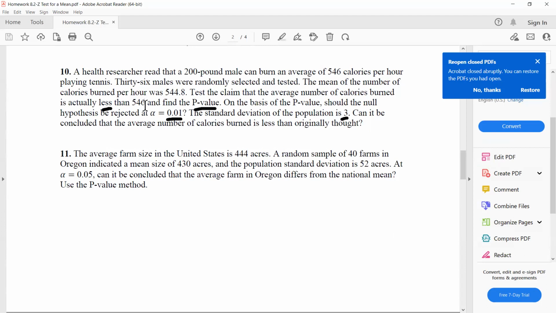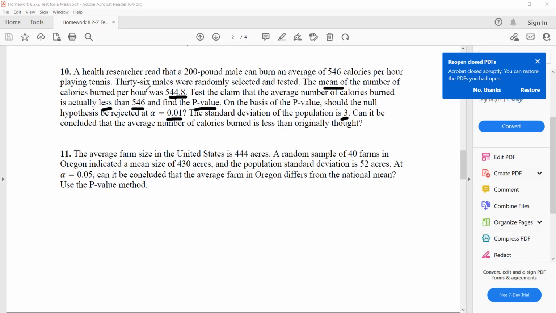Less than, oh, 546. 546. What is my 36 is something? What is it? The mean. No. This is the mean here. The average is my mean, right? The average, the mean number of calories burned was, here's my sample, right? Here's my mu, right?